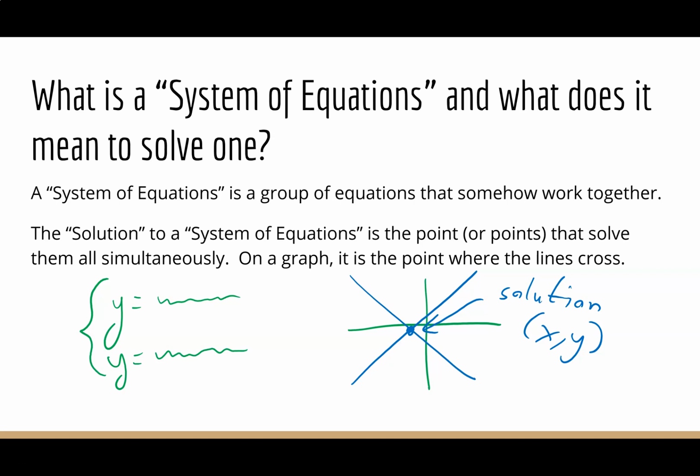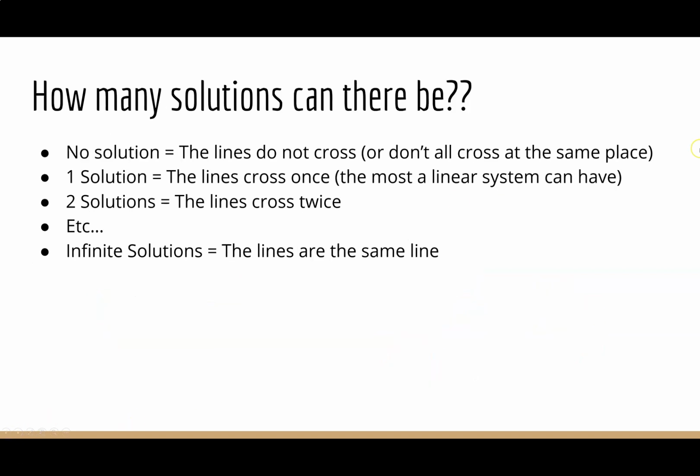Now, graphing is one of the primary methods to solve them. Okay, and we'll talk about that one first. Now, how many solutions can there be? There can be no solution. No solution happens when the lines do not cross, or if you have tons of lines, maybe they all don't cross at the same place. So then there would be no solution.